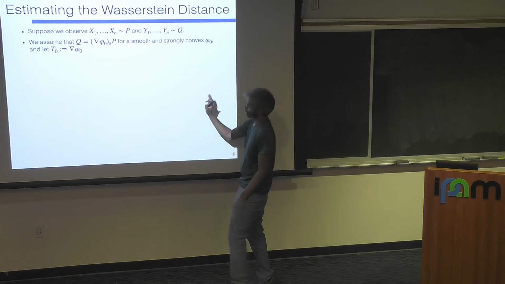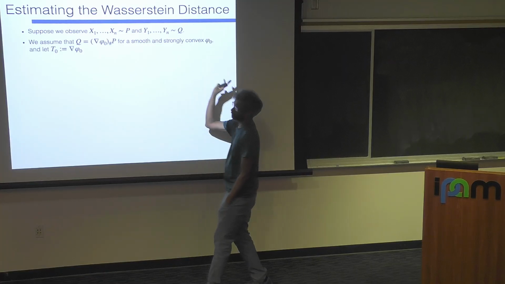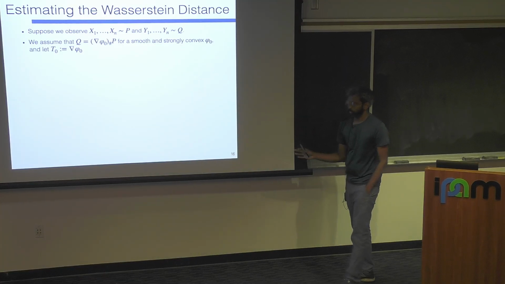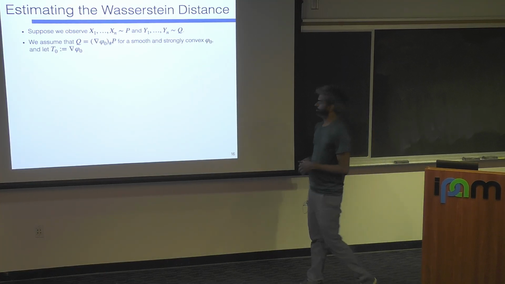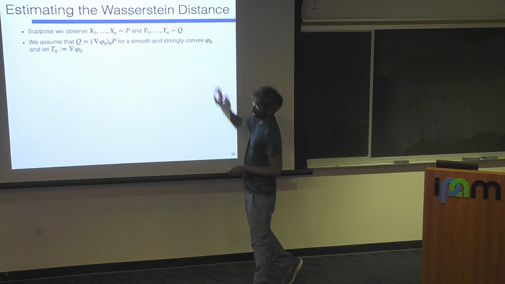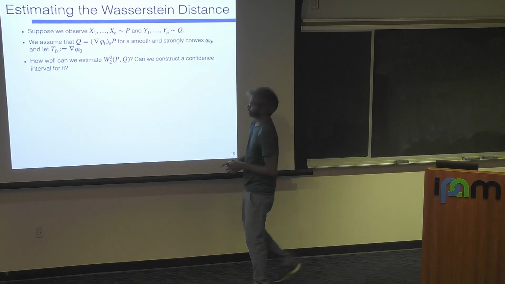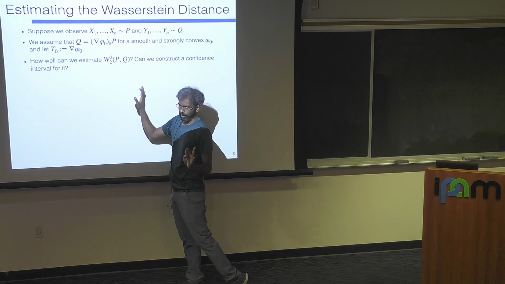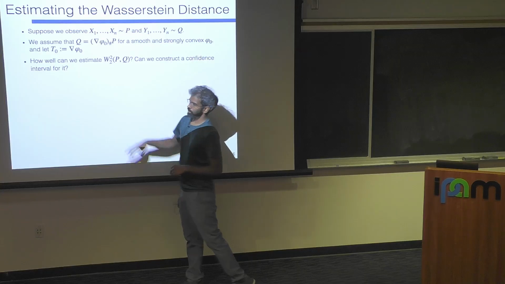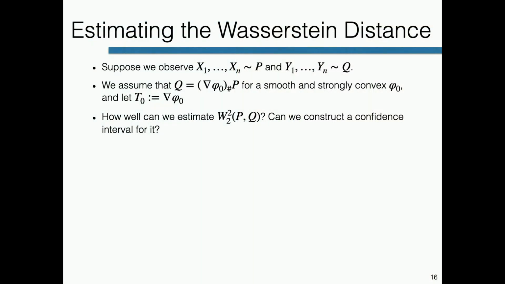So the setting is going to be the same as before. We observe samples from P and Q, and we're going to assume that P and Q are linked by this strongly convex and smooth function phi0. And the question that one might ask is, I don't care now about the transport map. What I care about is estimating the Wasserstein distance. So how far are P and Q according to the W2 squared distance?